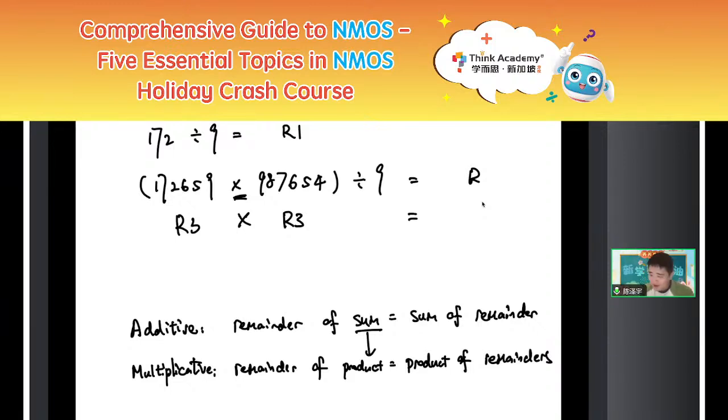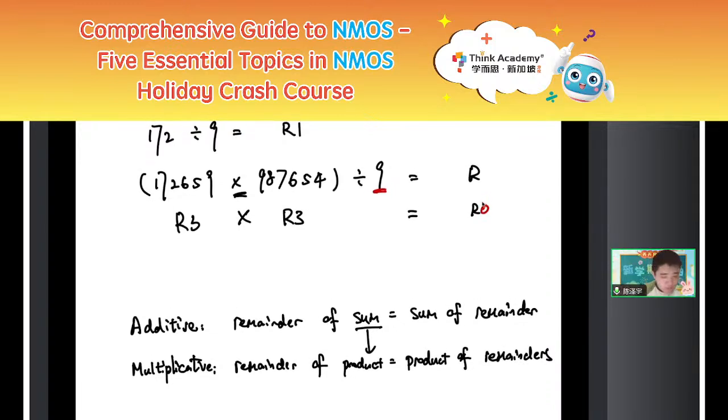Okay, so R3 and R3, that will be R9, right? But guys, can my remainder be 9? Actually, if you have a remainder of 9, since we're dividing by 9, that's another group, right? So it's another group, and R9 will be the same as R0. So the answer will be 0 here. Be careful. Okay, so this is the remainder property.